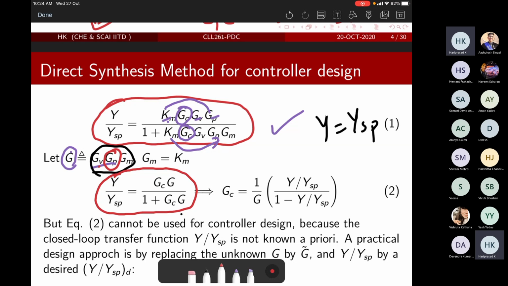Now you can take GC to the left hand side, y by ysp as a single term to the right hand side, and isolate GC as a function of G and ysp. This is just algebra. You take this guy on here, take the LCM, and the rearrangement gives you a very interesting expression: GC is equal to 1 by G times y by ysp divided by 1 minus y by ysp.